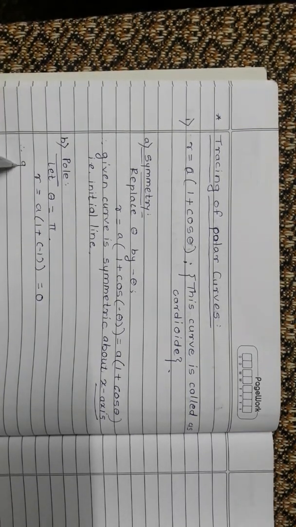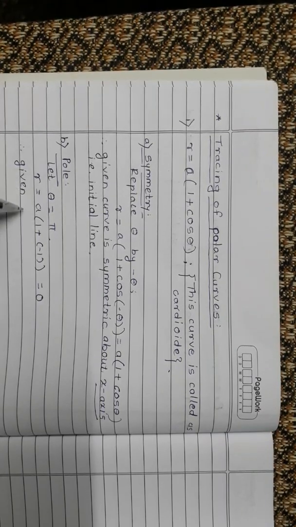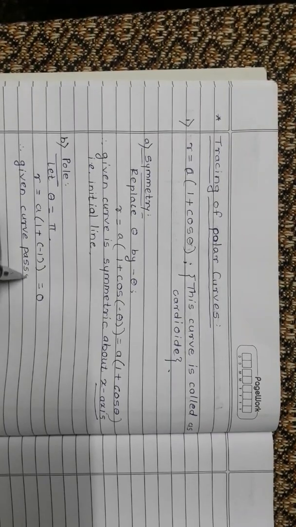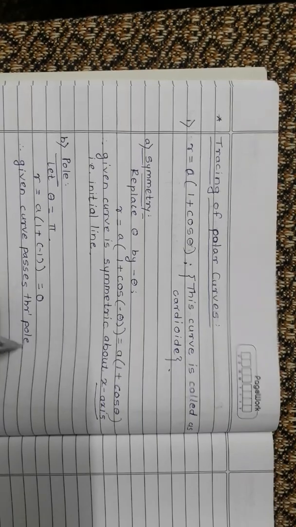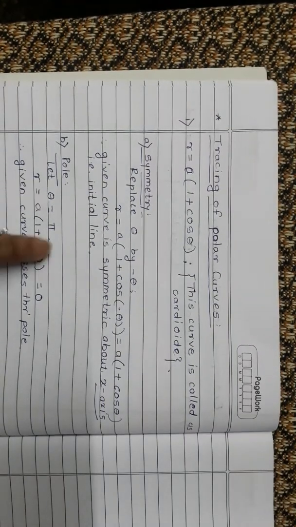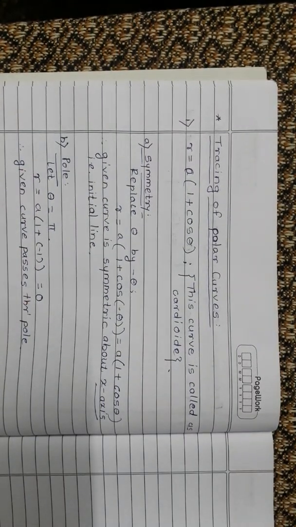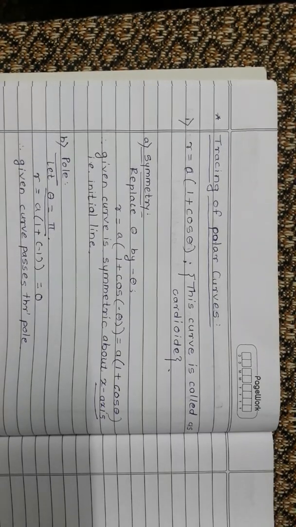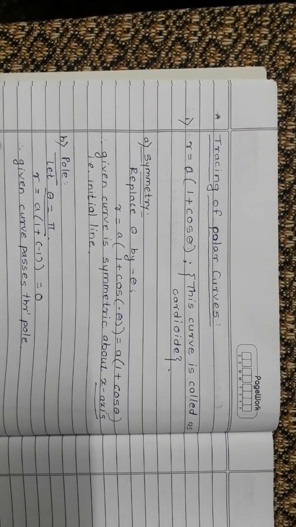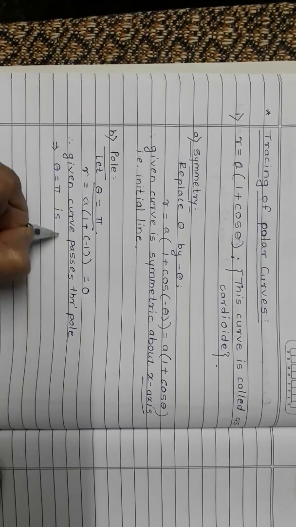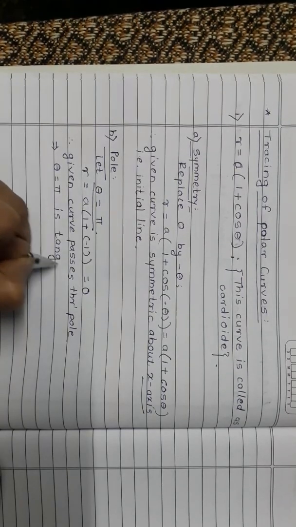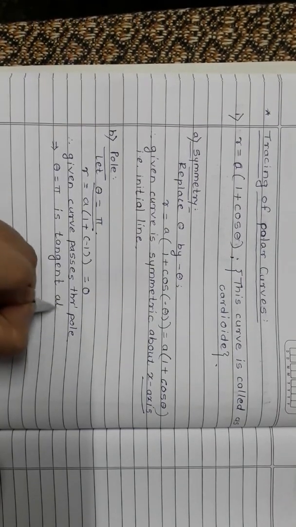So therefore, the given curve passes through the pole. Okay, and since at theta is equal to pi, r is becoming 0, theta is equal to pi is nothing but the tangent at the pole, right? So this implies theta is equal to pi is the tangent at the pole. Okay.